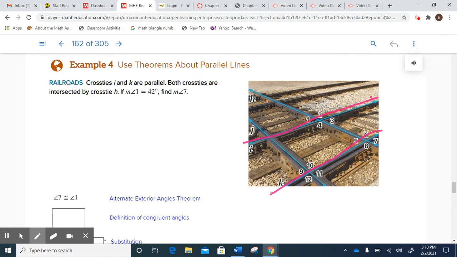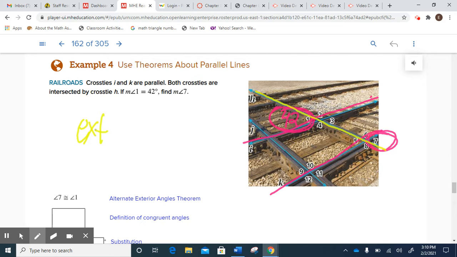They said the measure of angle 1 is 42, so this one is 42. And then it says find the measure of angle 7. So 1 is the information that I have, and 7 is the information that I'm looking for. The main thing you need to do here is think about what types of angles these are. Right off the bat, you can tell they're on the outside of the parallel lines, so they are exterior.